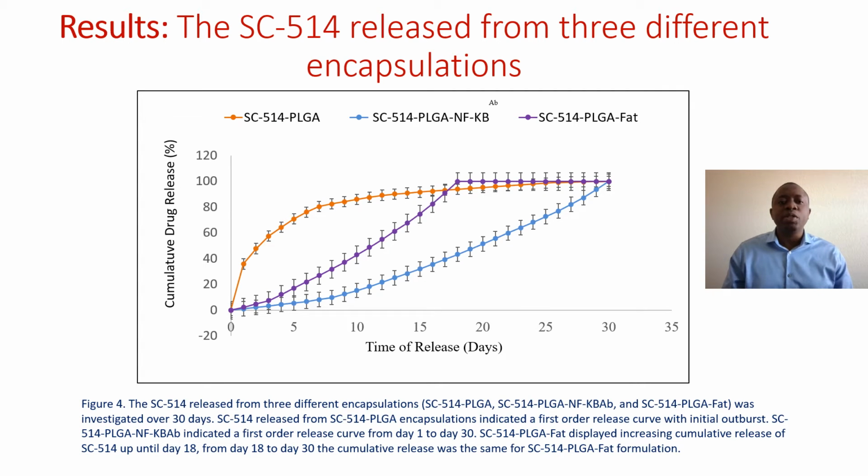The results from our study indicated that the SC514 PLGA nanoparticles without conjugation exhibited burst release, as indicated in the orange colored graph. Then when we conjugated the surface of these nanoparticles with nuclear factor kappa B, we saw that the burst release was removed, as indicated in the purple colored graph and the blue colored graph.